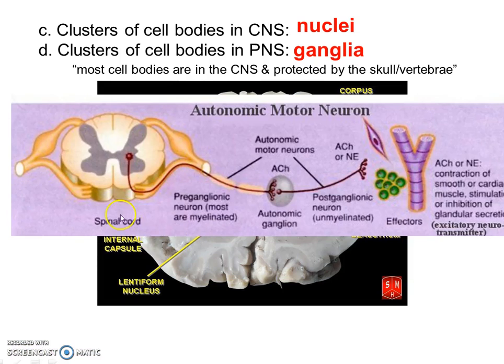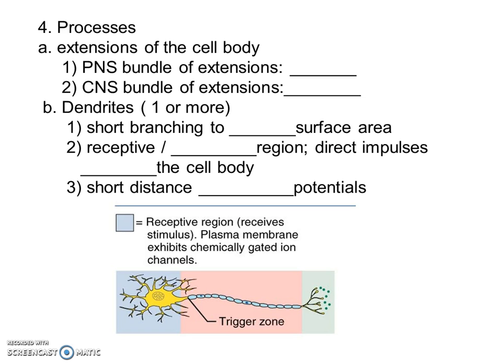Ganglia, if you notice that you have a neuron and it says the preganglionic neuron, and here is outside of the central nervous system, so all these cell bodies would be together, branching off of different neurons branching off of this area. So this area where cell bodies are found in the peripheral nervous system are called ganglia. Most cell bodies are in the central nervous system so that they can be protected by the skull and the vertebral column. So let's talk about the extensions or the processes out of the cell body.